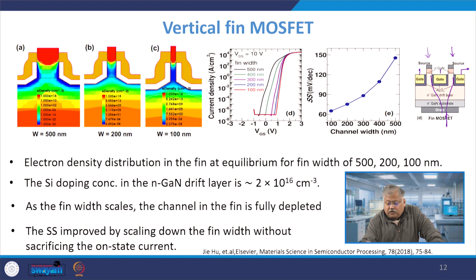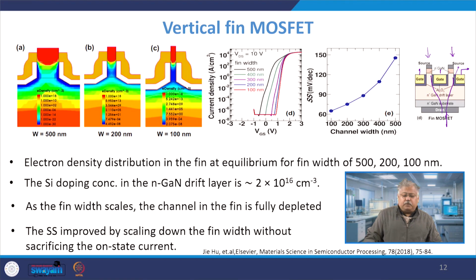We have this aluminum oxide, which happens to be a layer between the gate and the gallium nitride layer. We don't use silicon dioxide because of the relative mismatch between the gallium nitride drift layer and the oxide layer, and therefore we use aluminum oxide for all practical purposes. As the channel width goes on increasing, the subthreshold slope actually becomes worse. So you can do very good switching provided you are able to sustain a much lower channel width. Around 100 nanometer, you will get around 60 millivolts per decade as the subthreshold slope when you use a vertical fin MOS device.